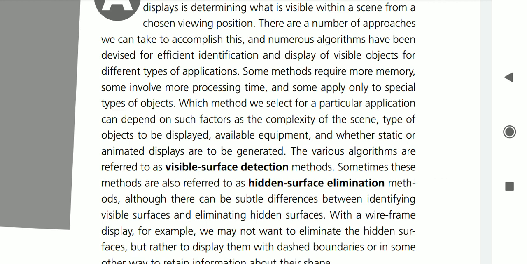This algorithm can be called by another name. You can see visible surface detection or hidden surface elimination. Assume I am showing you a duster. The front face surface of the duster you can see. What about the back surface? That you cannot see. But in software you want to make both the front surface as well as the back surface visible. So this concept will be discussed now.